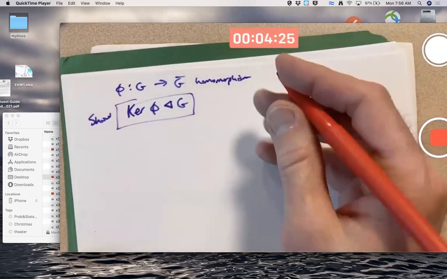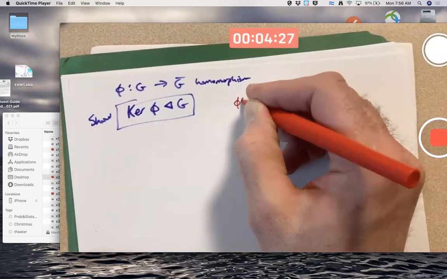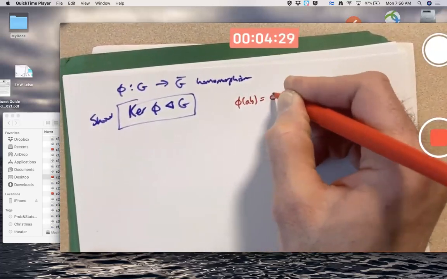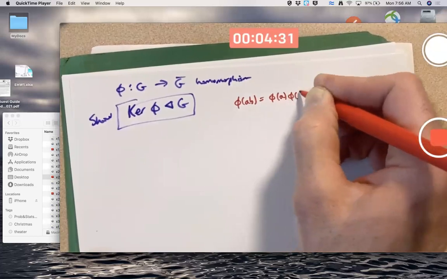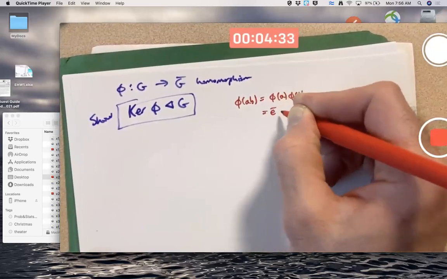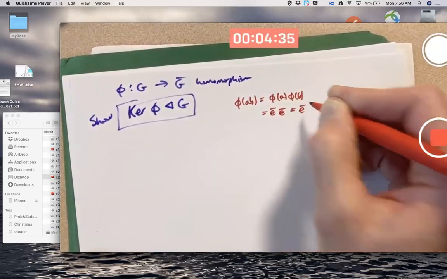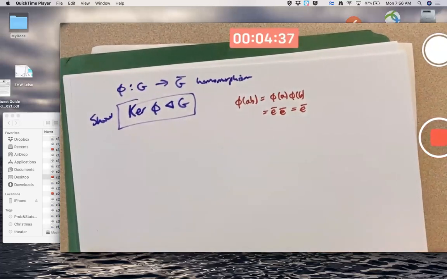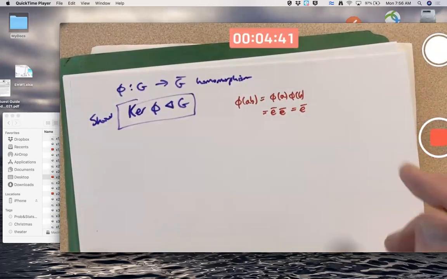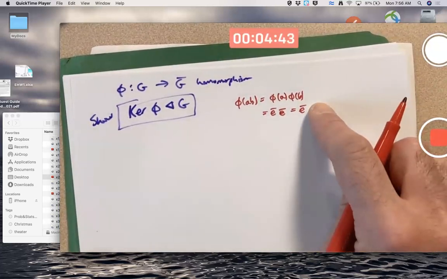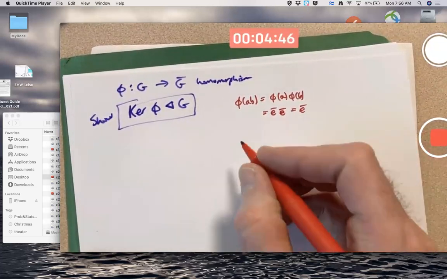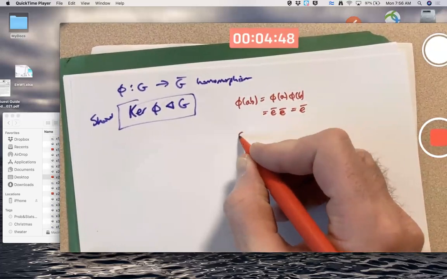Is it a subgroup? Well, is it closed under multiplication? It's pretty easy to show it's a subgroup. Yes, it is. If you assume A and B are in the kernel, then A times B is in the kernel because of this line of equations. And is it closed under inverses?